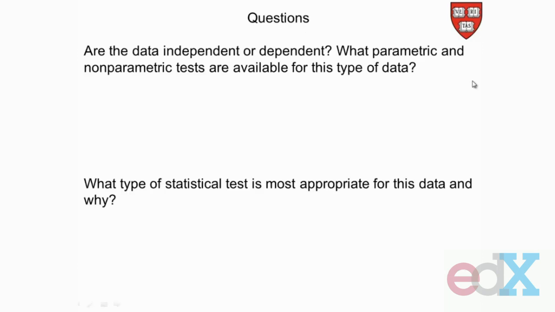So the first thing we want to know is, are the data independent or dependent? Now, since we're taking measurements on the same person at admission and 6 hours after admission, it's clear that this is dependent data. And so what type of tests are available for this type of data? Previously we learned that the parametric test available is the paired t-test. And we also just learned about the sign test and the Wilcoxon signed rank test. Now, what type of statistical test is most appropriate for this data and why?